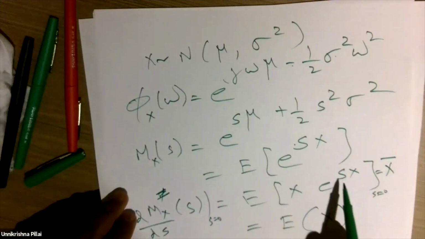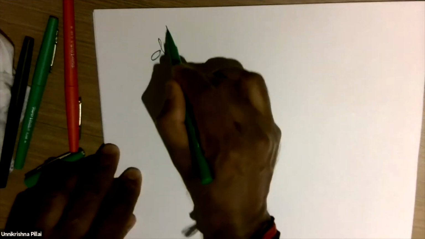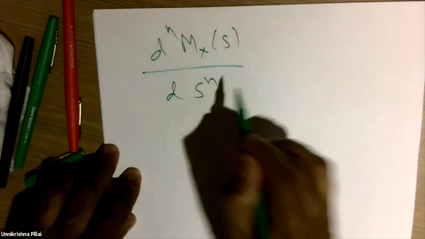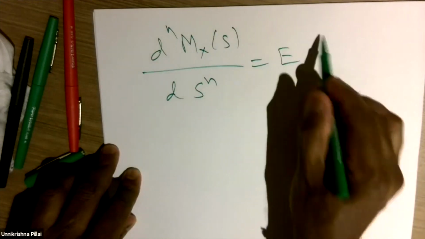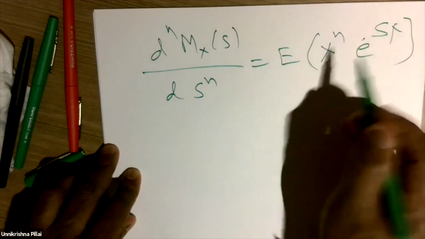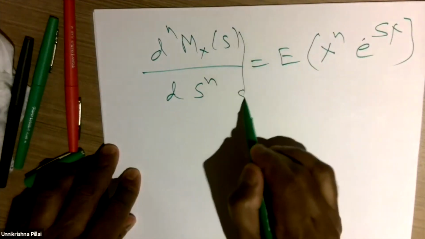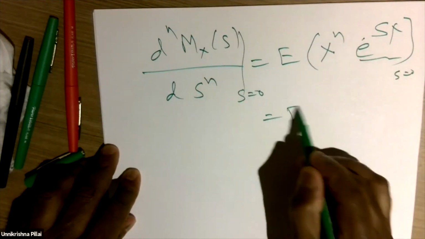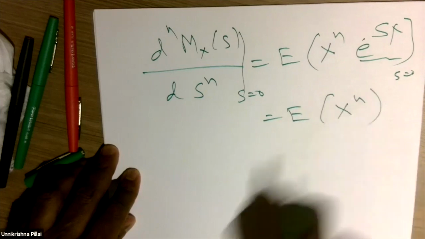Take the derivative one more time. I hope you can see that if you take the derivative of the moment generating function n times, you will get the expected value of x to the n times e raised to sx. Every time you keep adding x. Now we put s equal to 0, and e raised to sx goes to 1. So this is another way to get the moments.